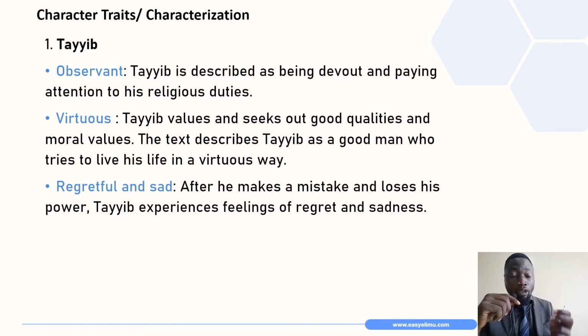Another character trait that Taib portrays in the story is that he is regretful and sad. Remember, dear students, that after Taib makes a mistake, that is, by sleeping with the woman at the zoo, or using his powers to satisfy his lustful desires, he loses his power. After losing the power, we are told that Taib experiences feelings of regret and sadness. So that tells us that he is regretful and sad. The episode tells us how regretful and sad Taib al-Mahdi is.